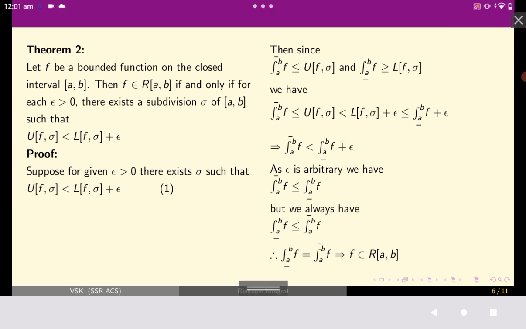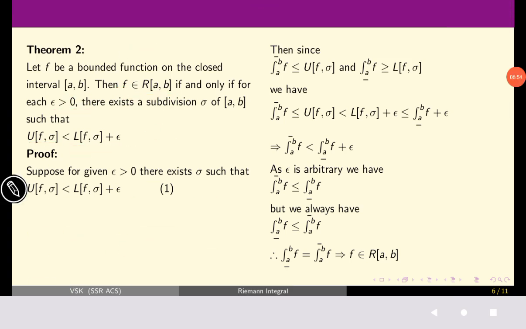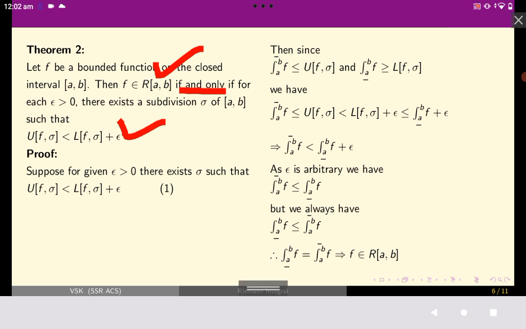Now let us see the next theorem. The statement says that let f be a bounded function on a closed and bounded interval AB, then f is Riemann integrable if and only if for every epsilon greater than 0 there exists a subdivision sigma of AB such that the upper Riemann sum is less than or equal to the lower Riemann sum plus epsilon. So we have to prove that f is Riemann integrable, that is, the upper Riemann integral is equal to the lower Riemann integral, if and only if this condition holds. So let us start the proof.